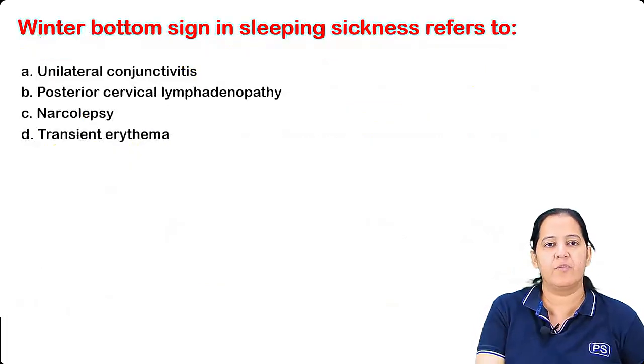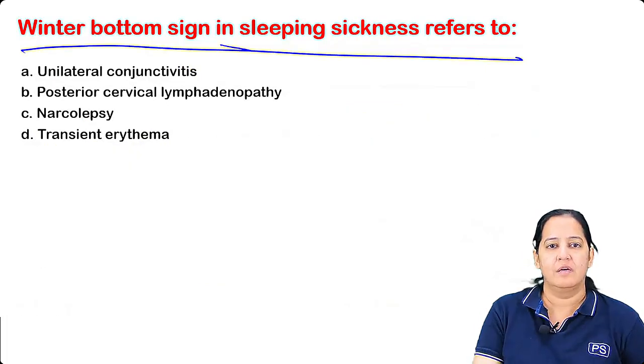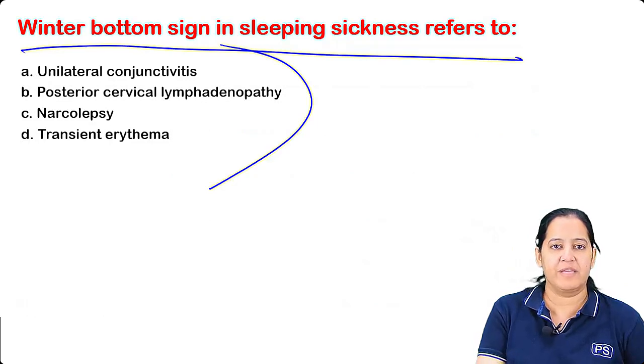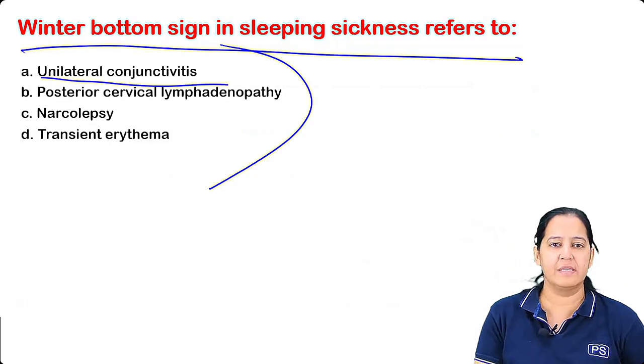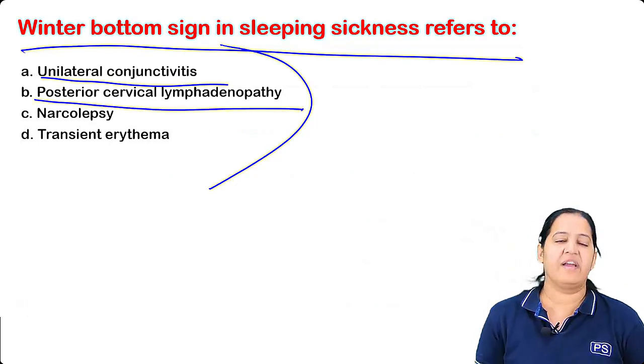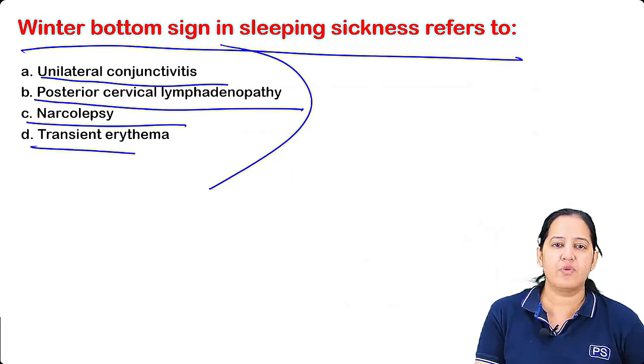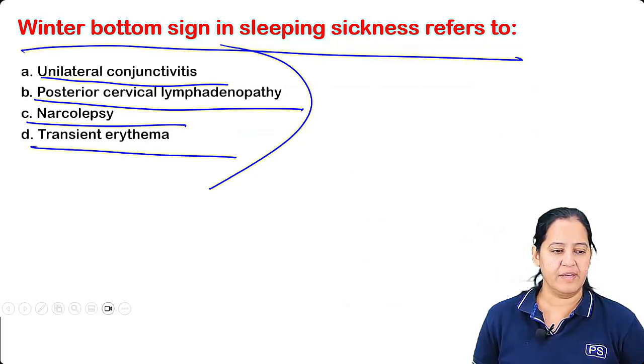Okay. So Winterbottom sign is seen in. What is Winterbottom sign? Is it unilateral conjunctivitis? Is it posterior cervical lymphadenopathy? Is it narcolepsy? Is it transient erythema? What is the correct answer? Okay.